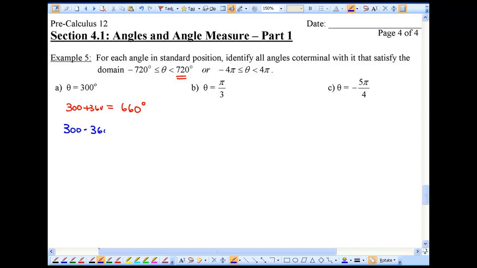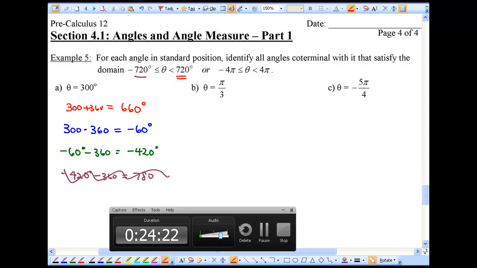300 minus 360. Well, that's negative 60. Should I keep going? I think I should, because I can do a few more. Minus 360. That's negative 420. Should I try another one? I guess I could. Negative 420 minus 360. That's negative 780. Oops, that's way too much. That's past my boundary. Let's not worry about that. So there are my answers. Okay. Try the next one here.